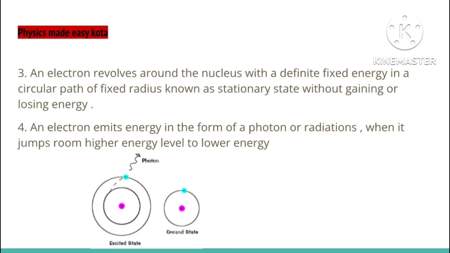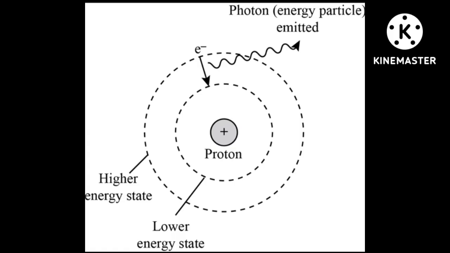The third postulate is that an electron revolves around the nucleus with a definite fixed energy in a circular path of fixed radius, and these are known as stationary states, without gaining or losing energy. An electron emits energy in the form of photons or radiation when it jumps from a higher energy level to a lower energy level. Here two energy levels are shown. Whenever an electron comes from the higher energy state to the lower energy state, there is emission of energy in the form of photons.